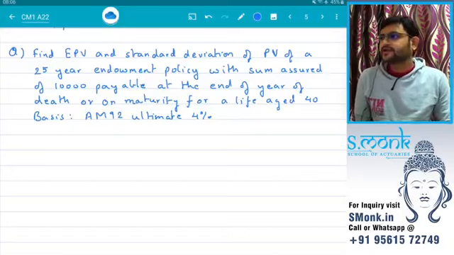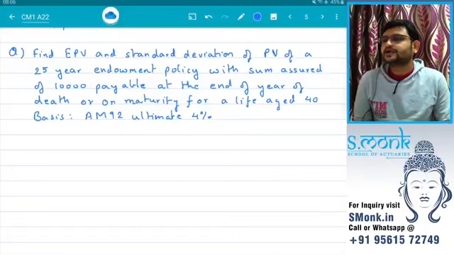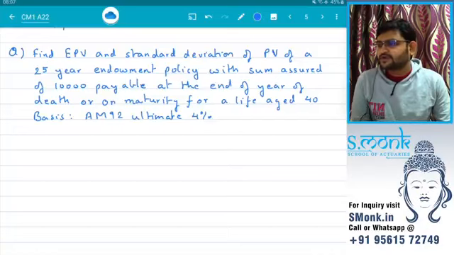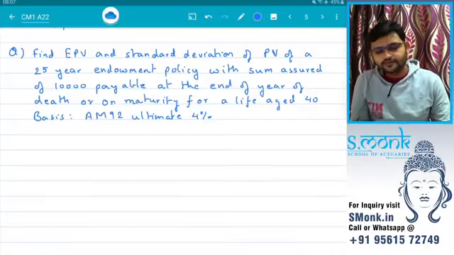We have to find the expected present value and standard deviation of present value of a 25-year endowment policy with sum assured of 10,000 payable at the end of the year of death or on maturity. When the policy ends, we say it is matured, so that is why the term maturity. For a life aged 40, basis is AM92 ultimate 4%.